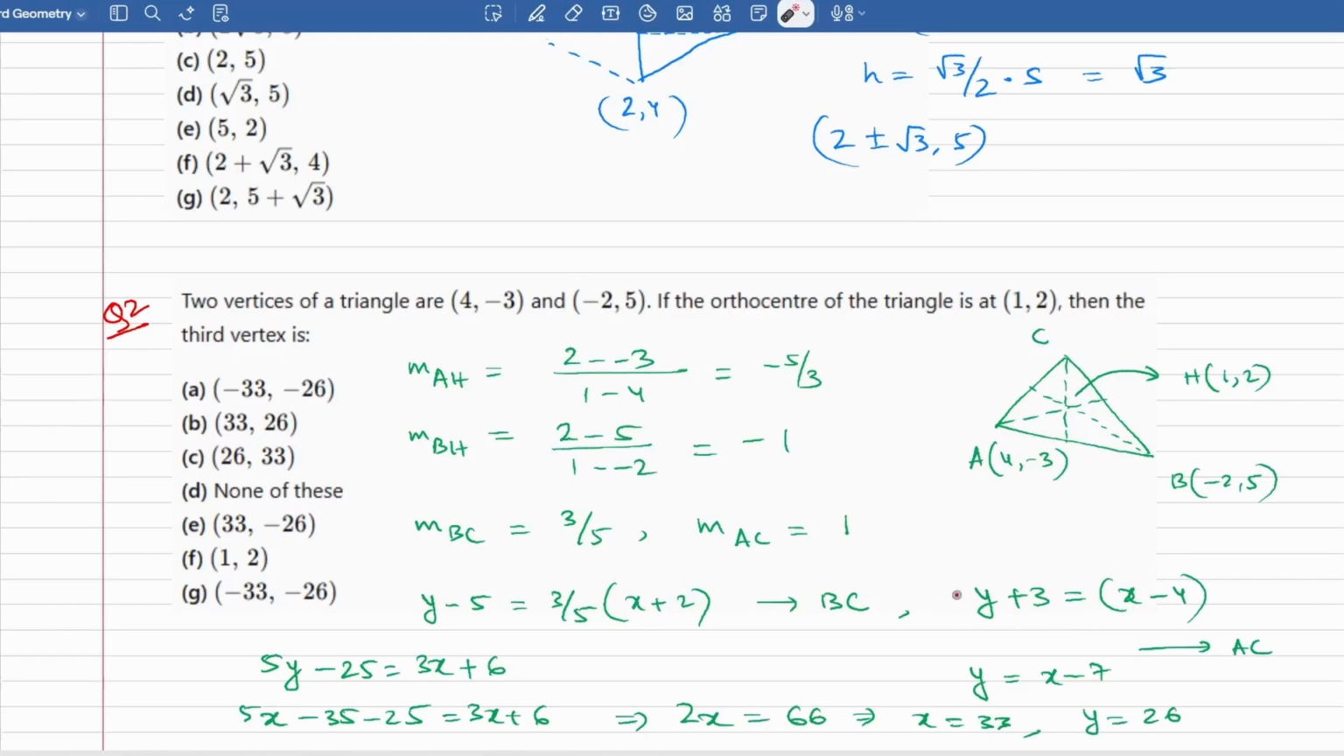For AC, the equation will be a bit easier because the slope is 1. So I just need to do y minus y1 here into x minus x1 from there. So I'll get y plus 3 is equal to x minus 4, which means y is equal to x minus 7. I'll plug this y is equal to x minus 7 in there and I'll get 5x minus 35 minus 25 is equal to 3x plus 6, which upon solving would give me x is equal to 33. If x is equal to 33, that makes y to be 26 because y was x minus 7. So the answer is (33, 26) or option B.